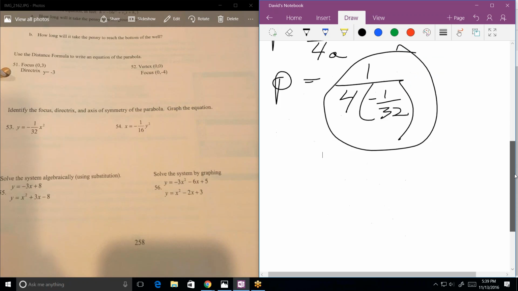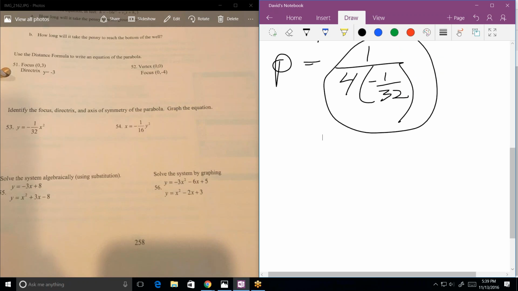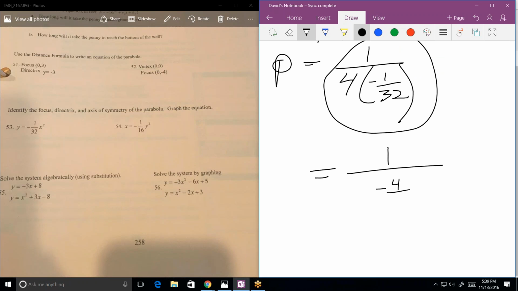So we would do 4 times -32. Well, that's the first step. So we got 1 over minus 4 over 32. And then, hold on. How do you divide by a fraction? You do the opposite, so you multiply, right?